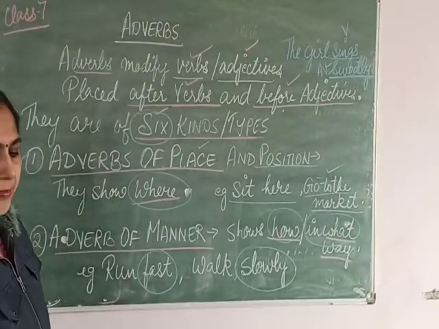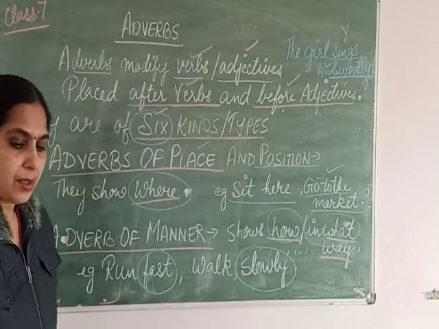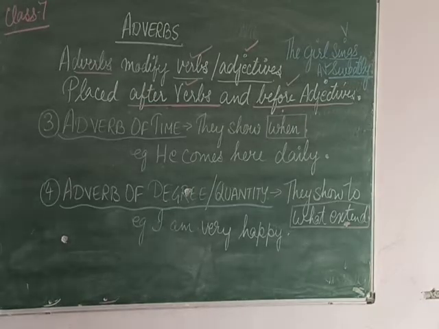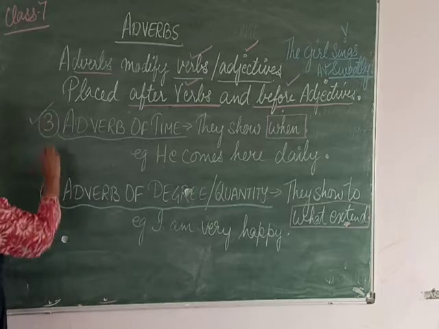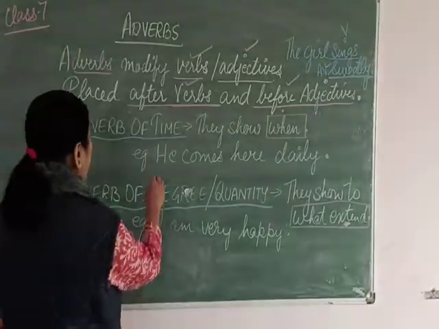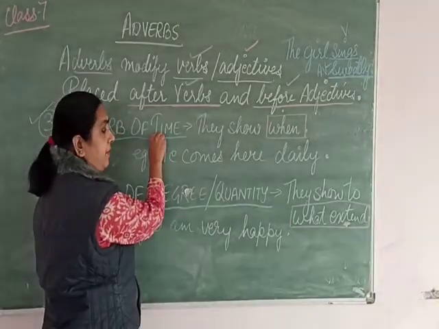Now the third one we are going to elaborate on. Now next one, students, we are going to discuss the next type of adverb. It is the adverb of time. It will indicate at what time an action is done.